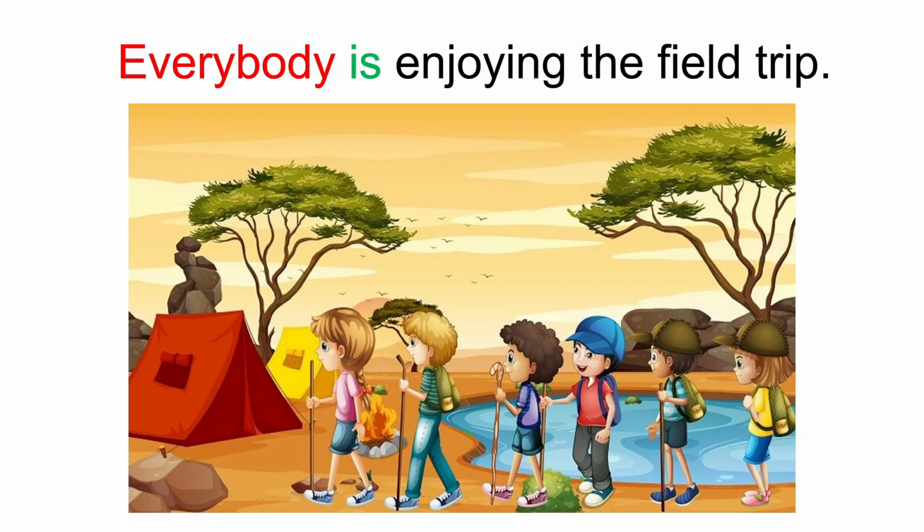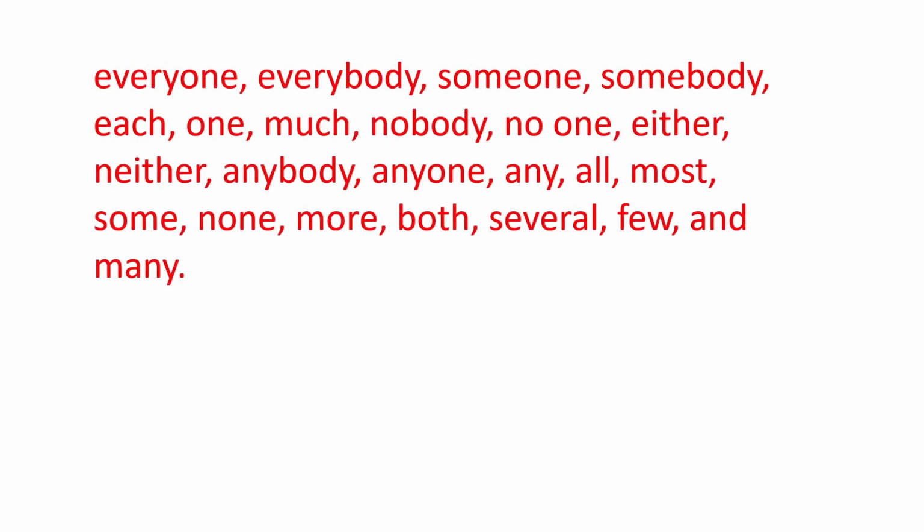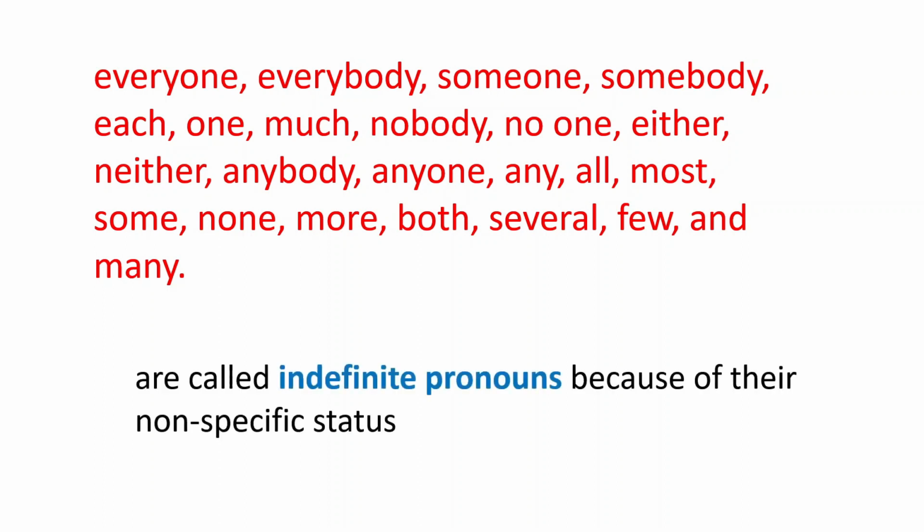Everybody. What kind of pronoun is this? And you are probably wondering why is is used instead of are, which makes sense because we are referring to a group of people. Take a look at this list. Everyone, everybody, someone, somebody, each, one, much, nobody, no one, either, neither, anybody, anyone, any, all, most, some, none, more, both, several, few, and many. These are called indefinite pronouns because of their non-specific status.